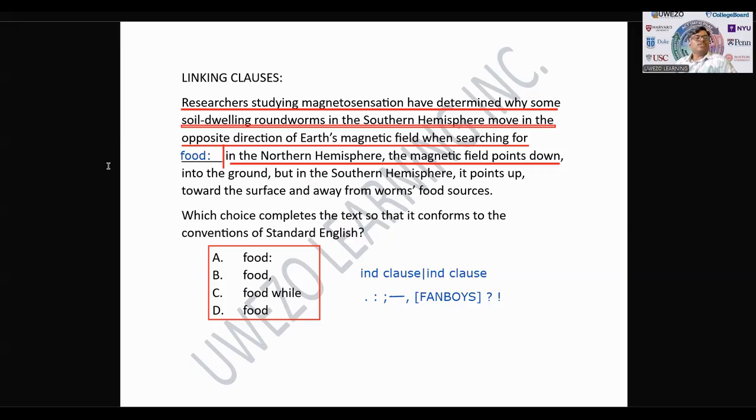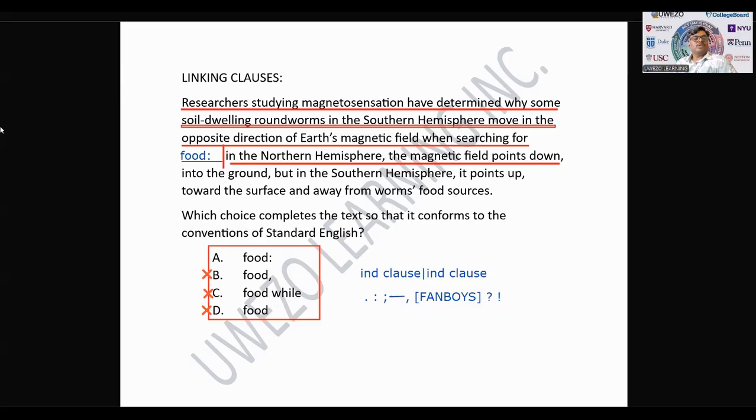Option B cannot be your answer because a comma cannot connect two independent clauses. Option C is also wrong because it is adding a subordinating conjunction that cannot connect two independent clauses. Option D is also wrong. That is not using any punctuation at all. So option B is making an error of comma splice. Comma splice is when you're connecting two independent clauses with a comma. Option D is making an error of a run-on sentence. A run-on sentence is when you are connecting two independent clauses without any kind of punctuation. And option C is of course wrong because a subordinating conjunction cannot connect two independent clauses.